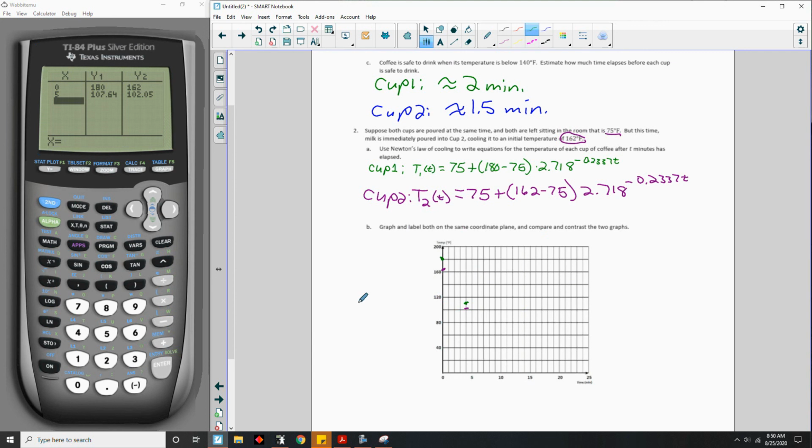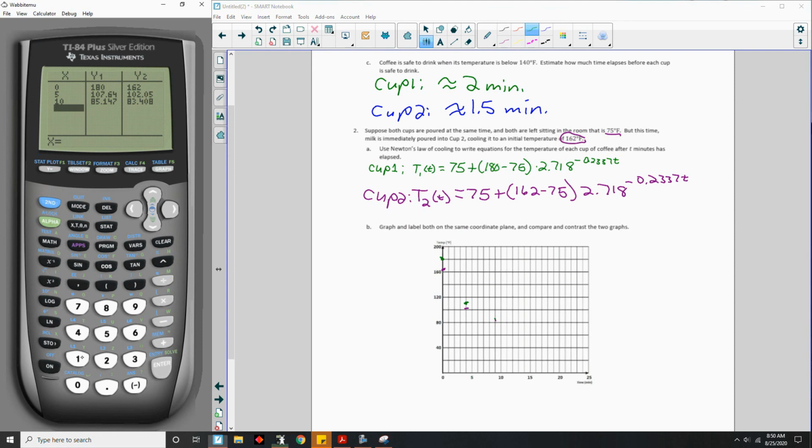Okay, then if we check at 10 minutes, the coffee without the milk is 85 degrees. So at 10 minutes, 90's here, 85 would be about here. The coffee with the milk is 83 degrees, which would be just a little below, 2 degrees cooler.